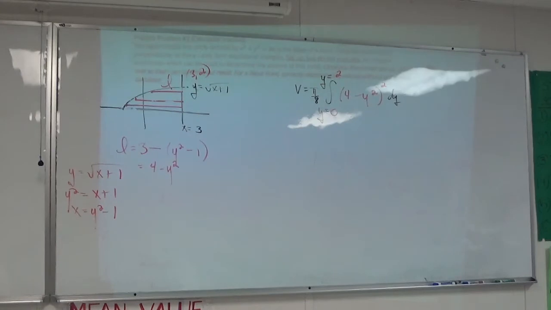Make sure you understand the base. You've got to find this one, because you can't work with that.